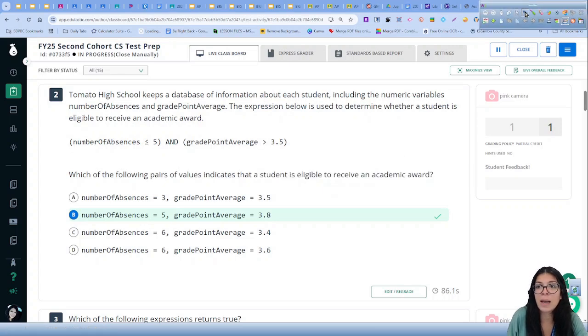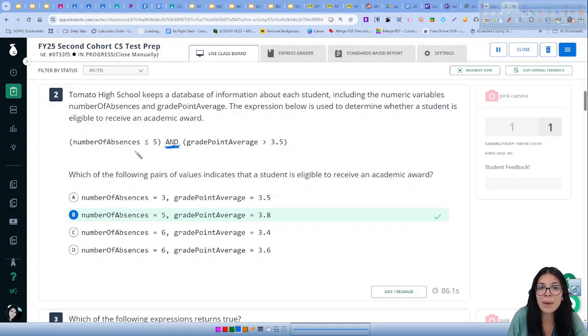So notice that it has to be both because this is an and. The number of absences has to be less than or equal to 5, and also the grade point average has to be over 3.5. So just based on that, we can start by canceling out some answer choices.